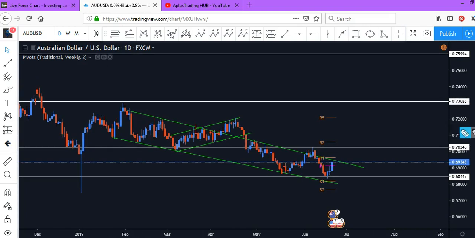Price has been trading to the downside, forming a series of lower highs and lower lows. But right now, here is a support zone. The 0.6844 is a support zone, and price is here again. So here happens to be a support zone.